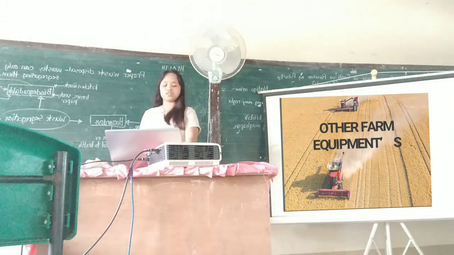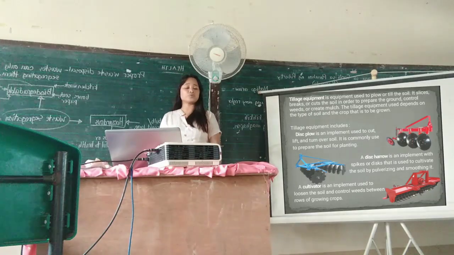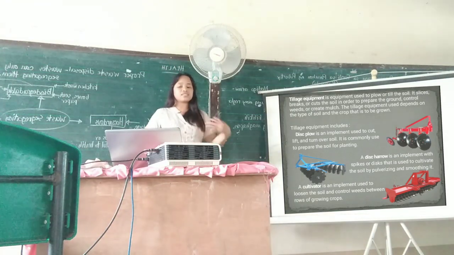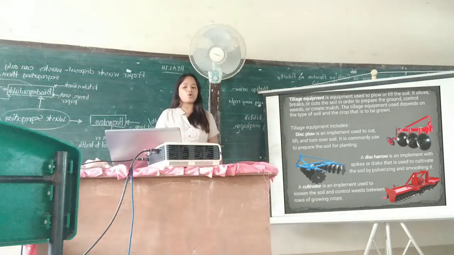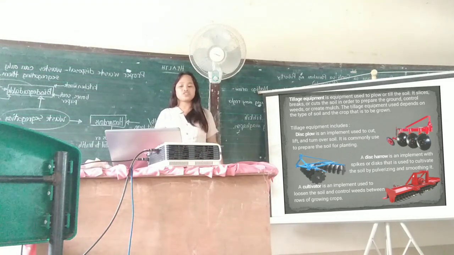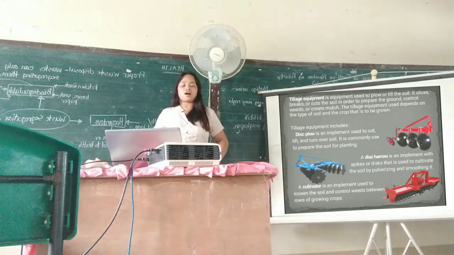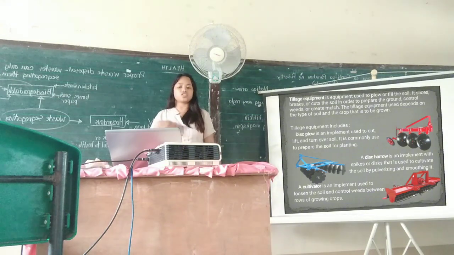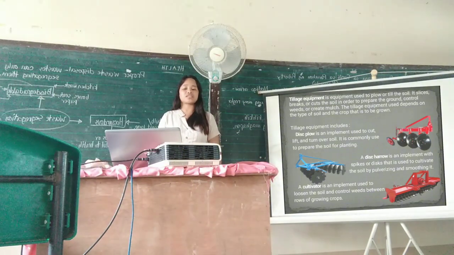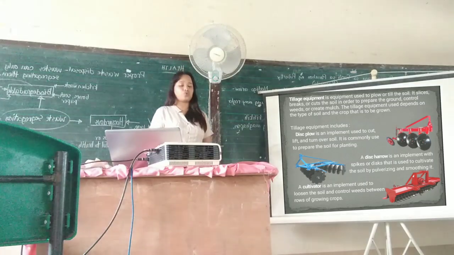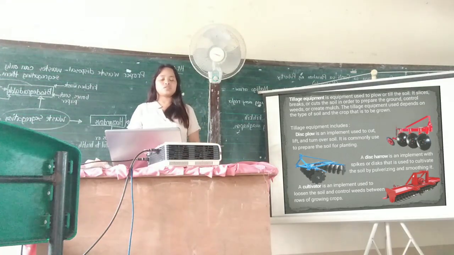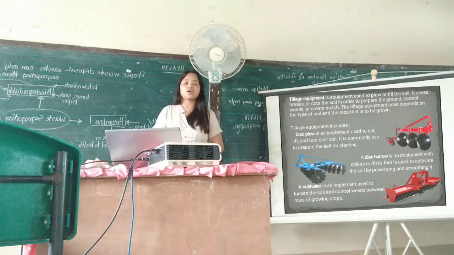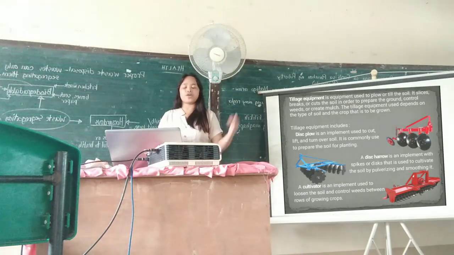So other farm equipment, there is the tillage equipment. Tillage equipment is used to plow or till soil. It slices, breaks, or cuts the soil in order to prepare the ground, control weeds, or create mulch. The tillage equipment used depends on the type of soil and the crops that are being grown. Tillage equipment includes the disc plow, the disc harrow, and the cultivator.